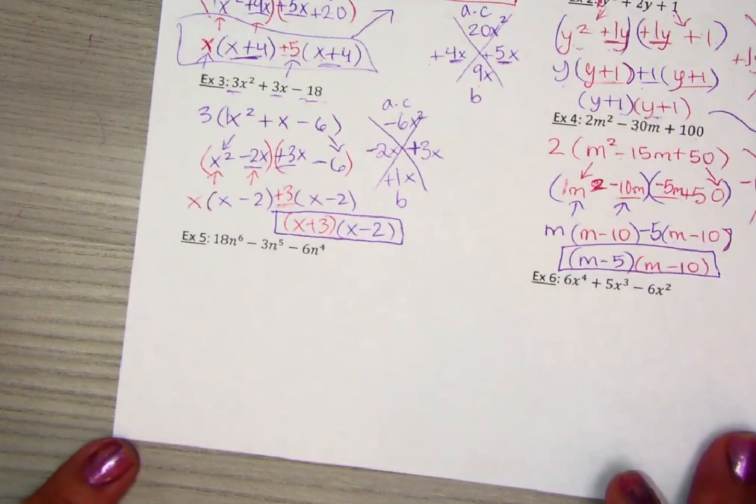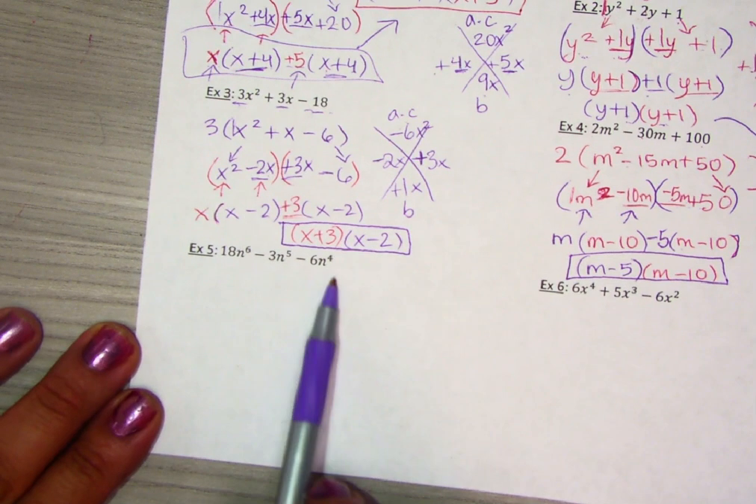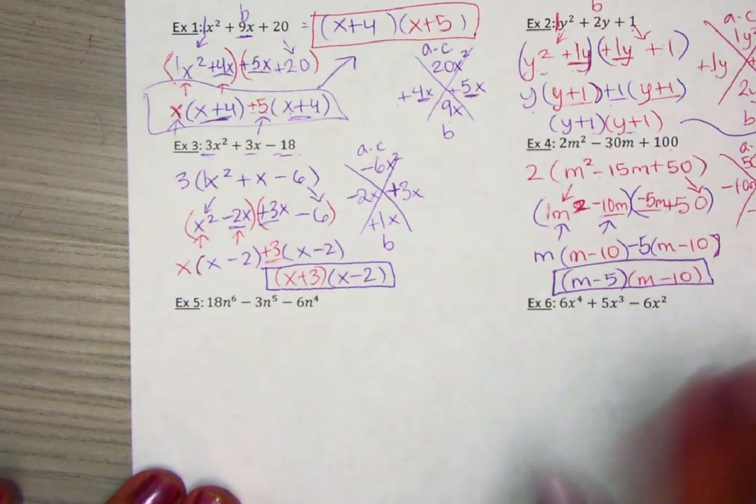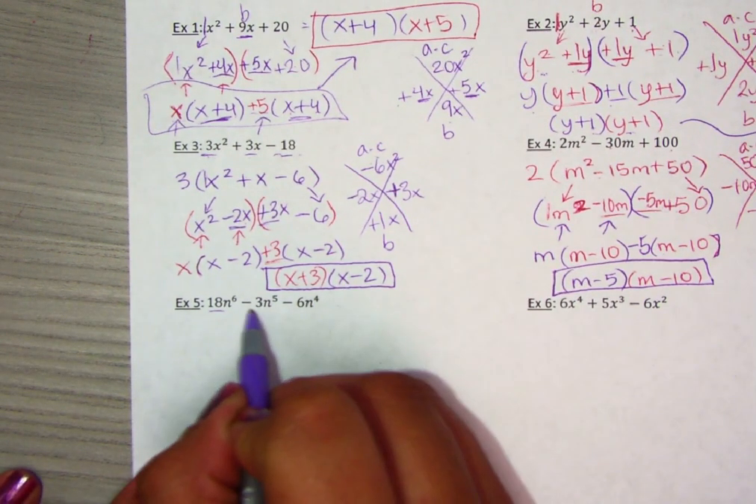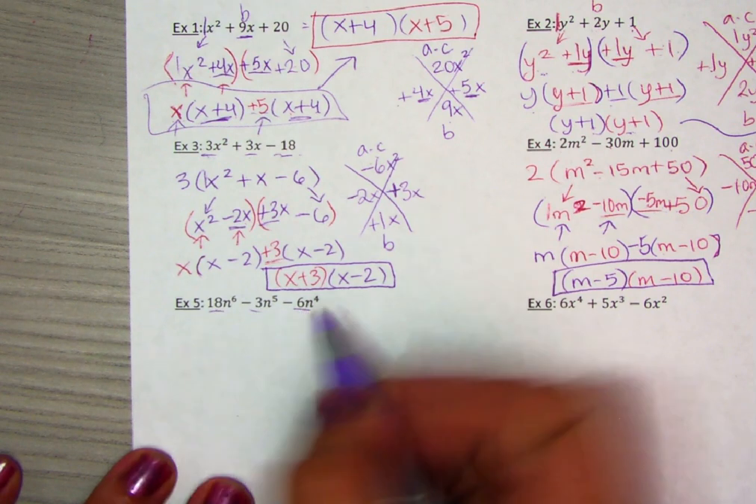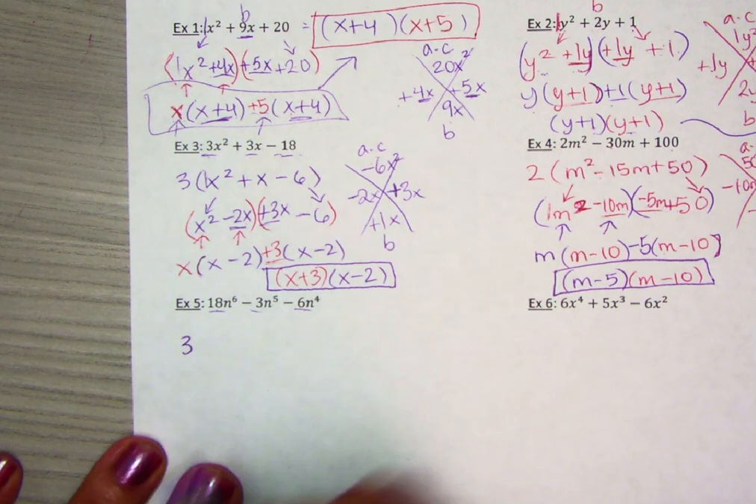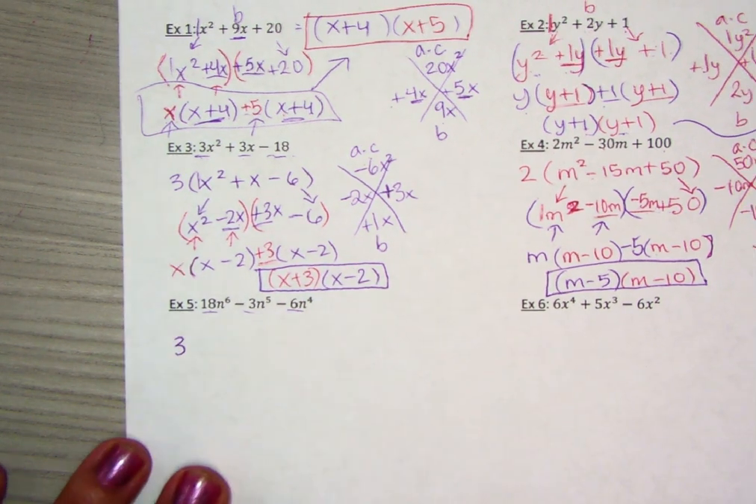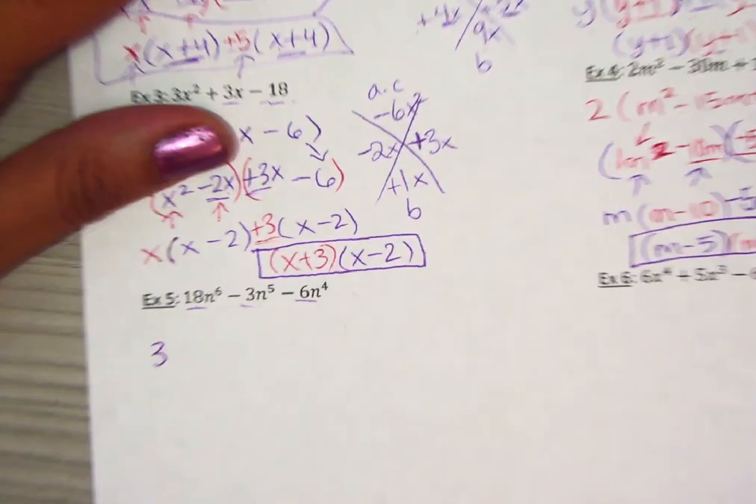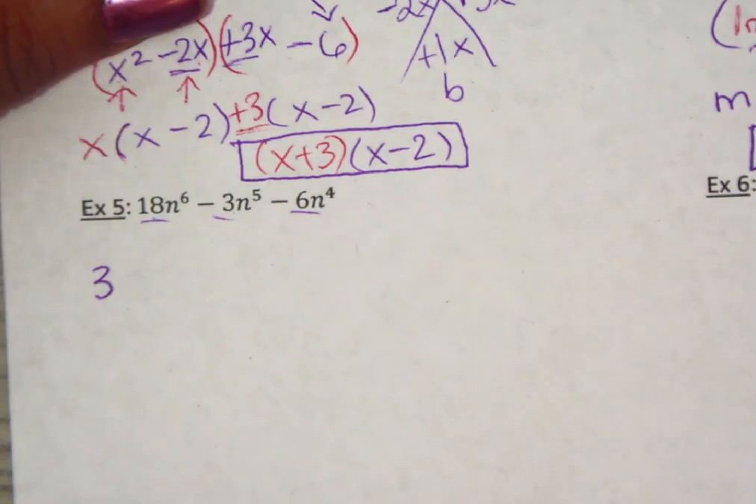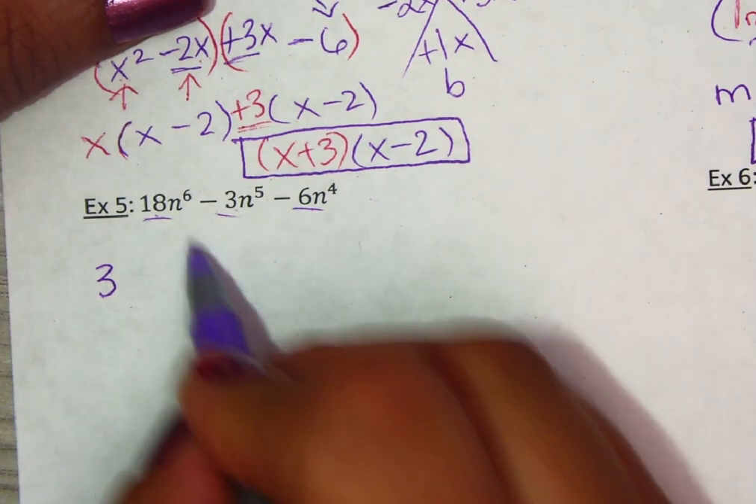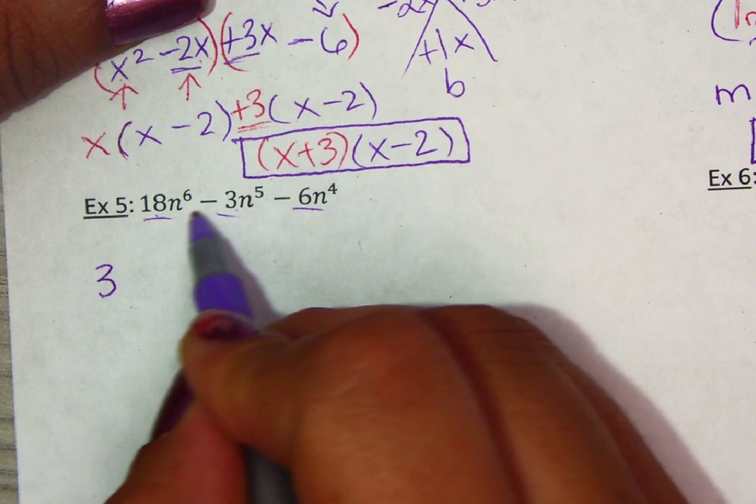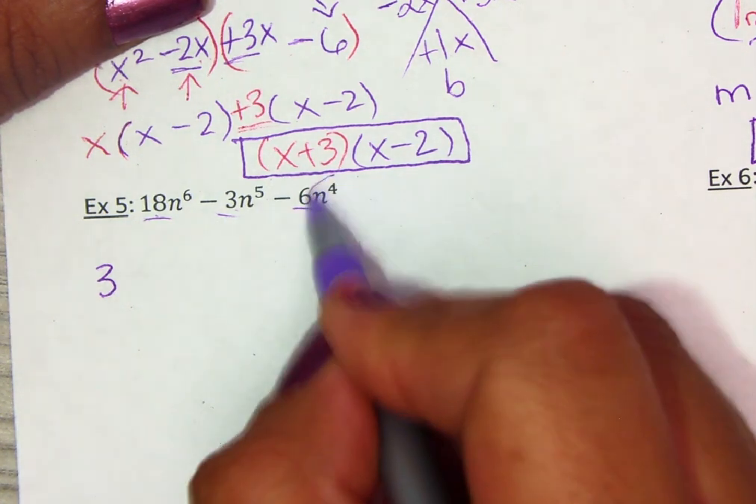These two below are Algebra 2 because they have higher exponents, but same steps. We look for the GCF. 18, 3, and 6 all have 3 in common. We can divide that by 3. And as far as the variable, the highest we can take out is the one with the lowest exponent. So this one.